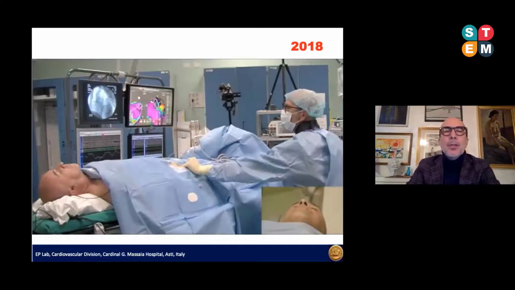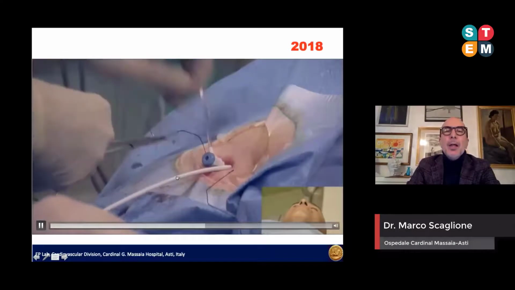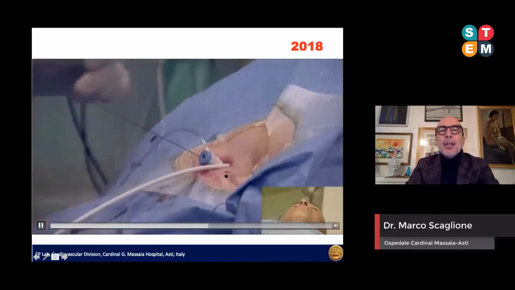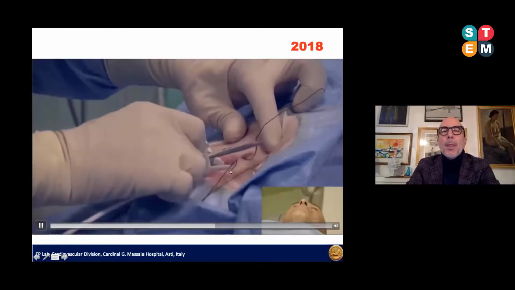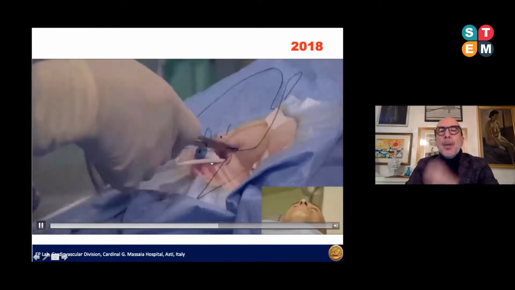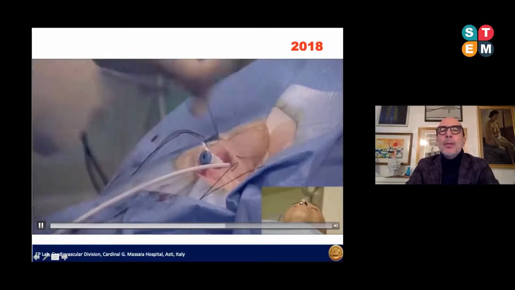Now this noise is because I'm ablating, applying radio frequency. You see the patient is still without any adjunctive anesthesia. After more or less 1 hour, I'm closing the access, the femoral access here, and you see no movement. No movement, no feeling.